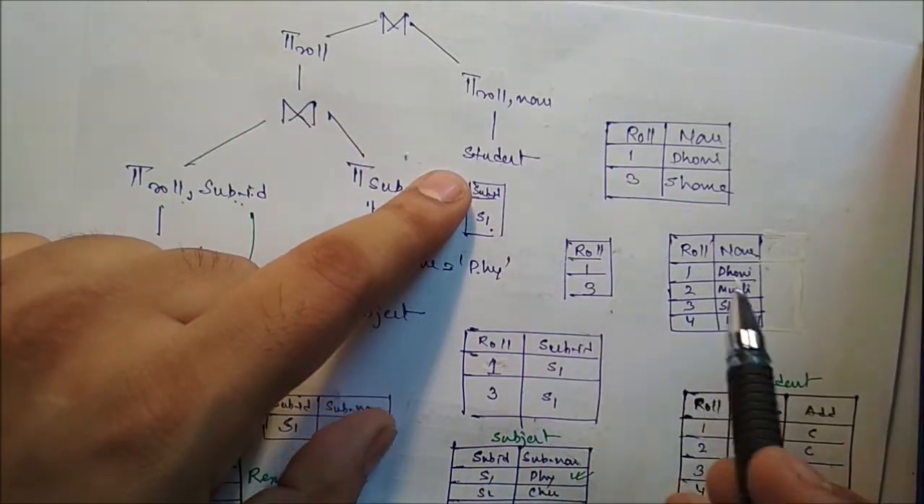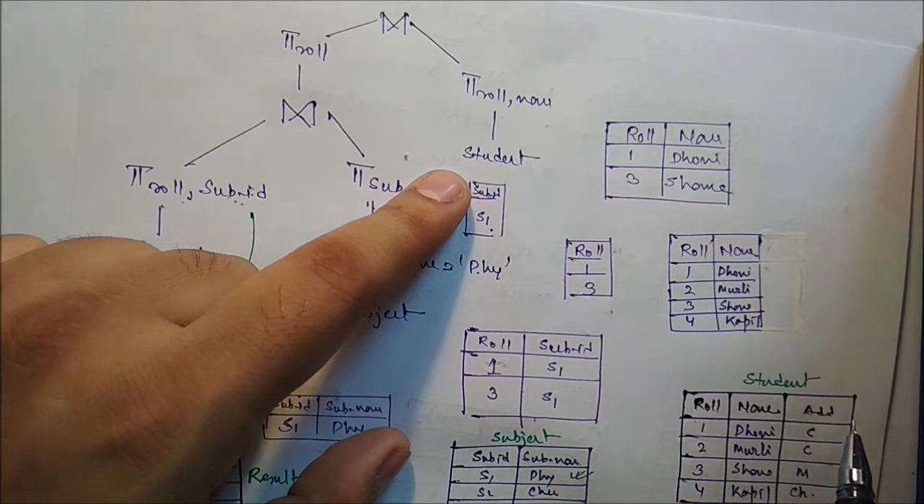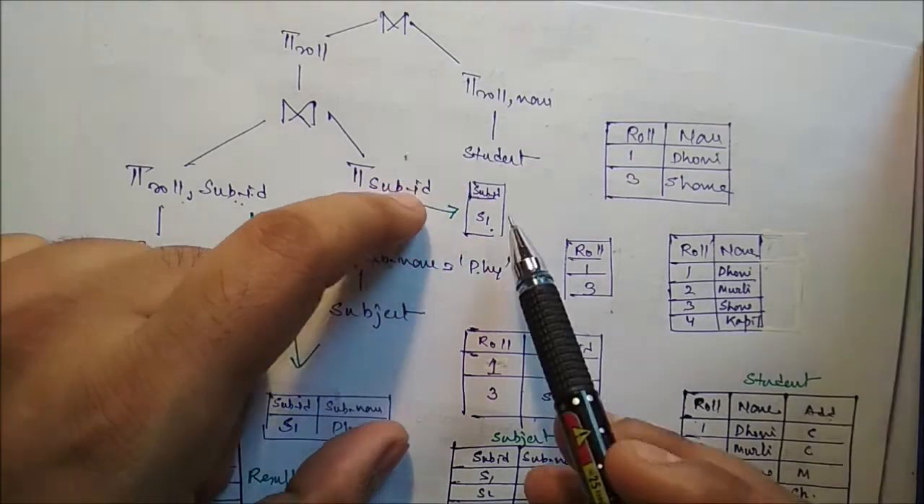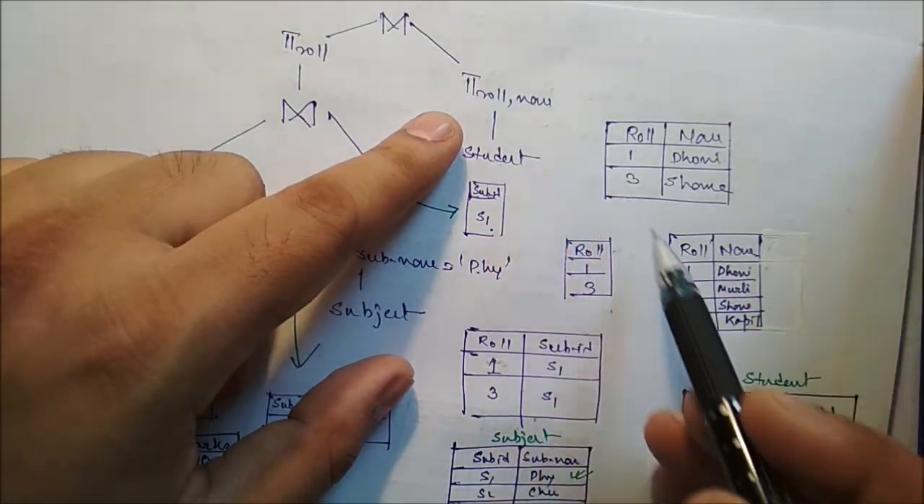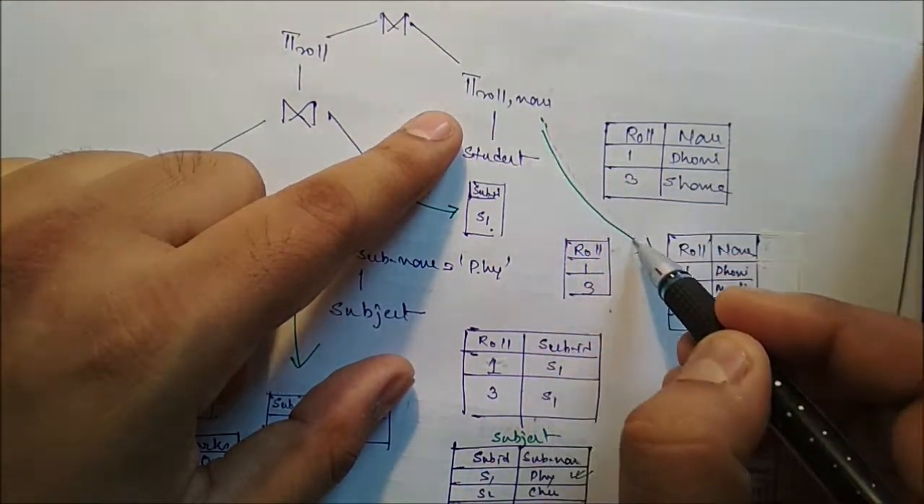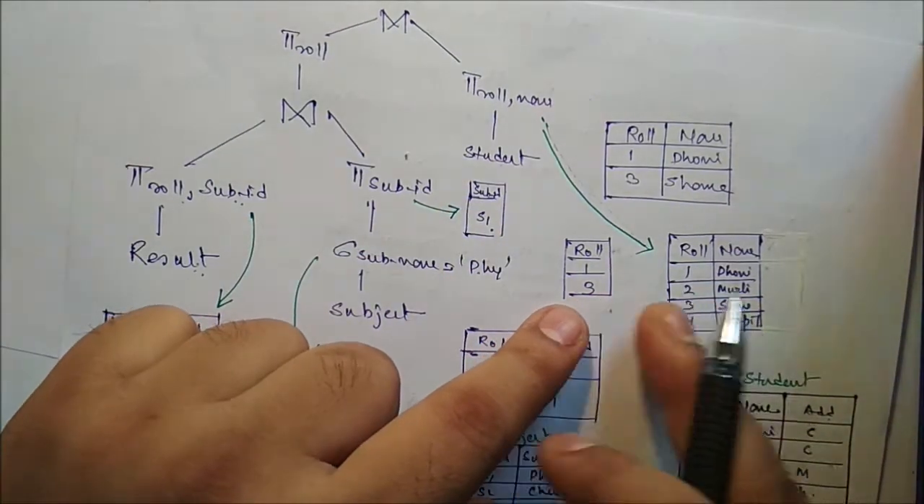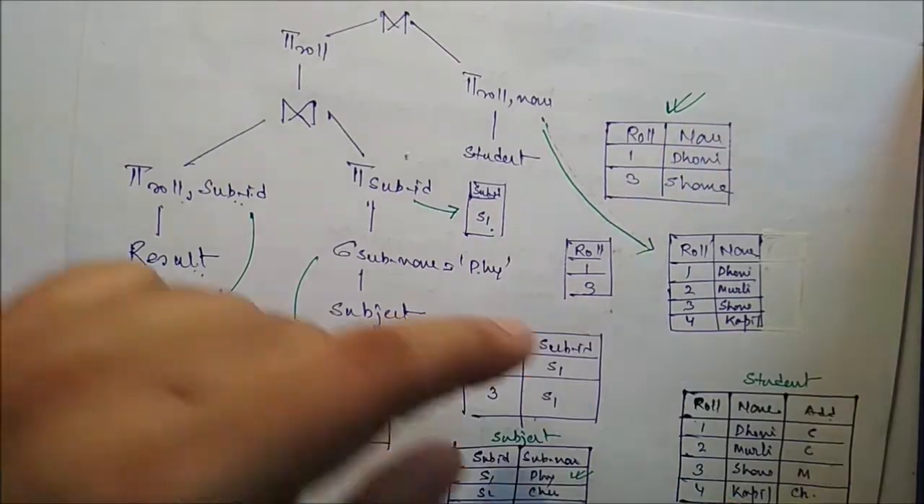But here in the student table, roll number, name and address are there. But here the address is not required. So we have to fetch only the roll number and name. So this is the intermediate table. This will execute after this operation. Okay, after that we have to merge these two tables. So if you merge these two tables, we can get the final result, this one.